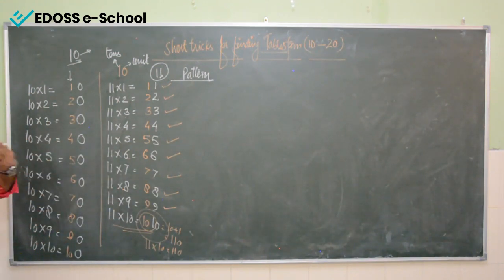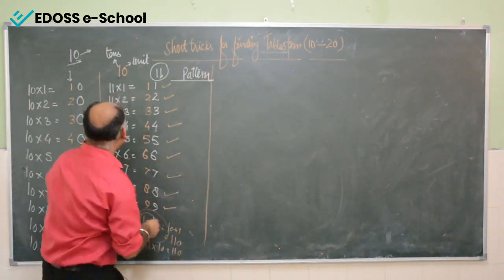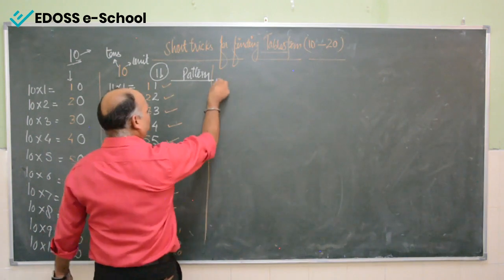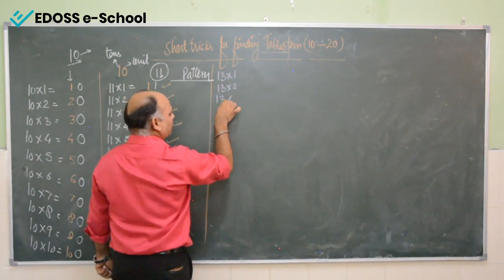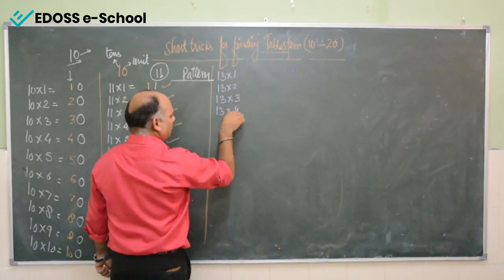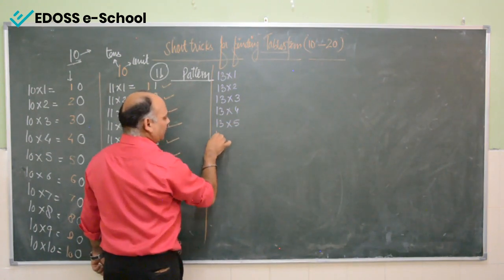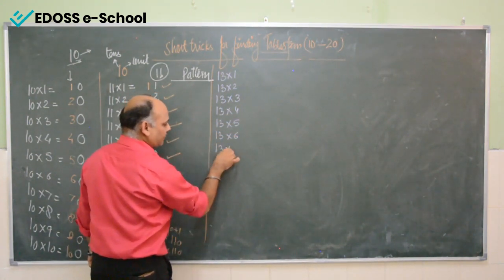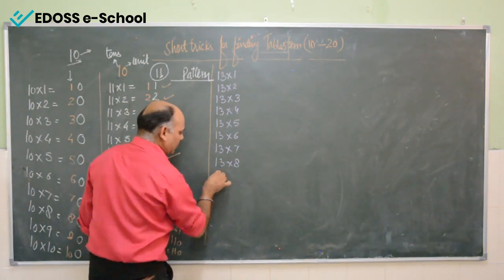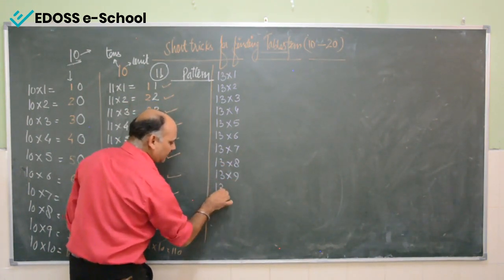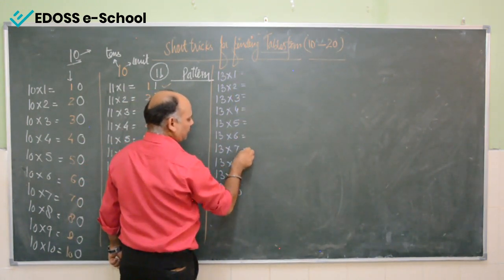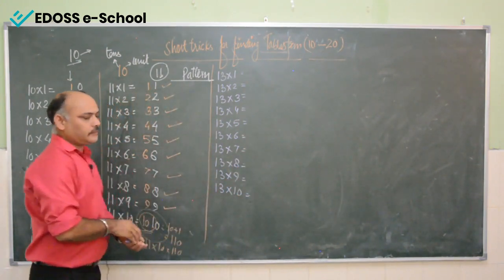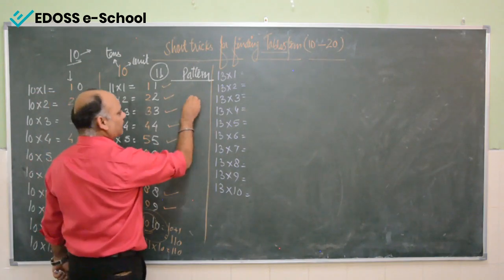Similarly, you can do it for 12, you can do it for 13. I will do it for 13. Just see here, for 13, I am again writing it here like this. Suppose table of 13: 13 into 1, 13 into 2, 13 into 3, 13 into 4, 13 into 5, 13 into 6, 13 into 7, 13 into 8, 13 into 9, and finally 13 into 10. Now see here, I am saying about the 13. This table consists of the 13.